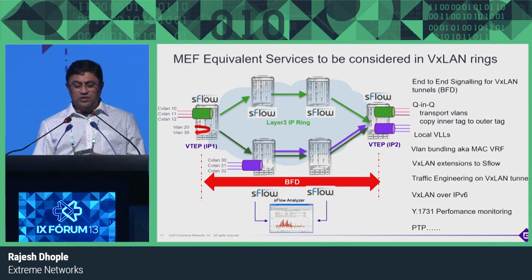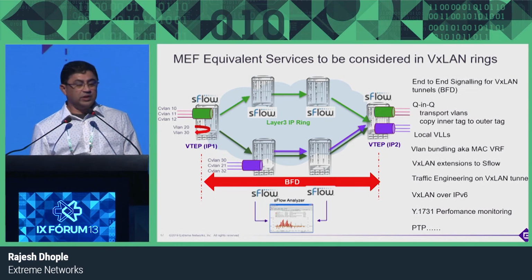So essentially, if you are in a regional service provider network, this is a list of things which you might want to consider, whether you want to go with G.8032, whether you want to go with IP MPLS, or whether you want to go with VxLAN. The choice is entirely yours.